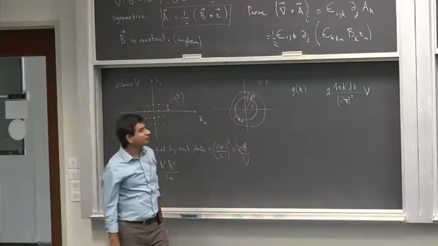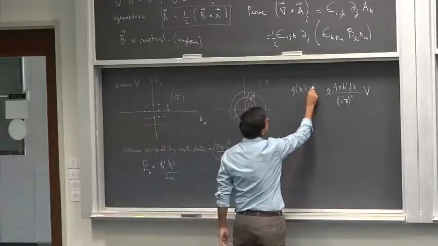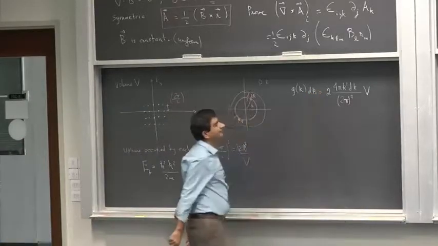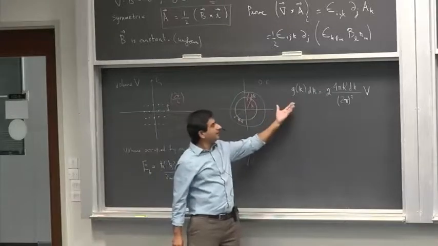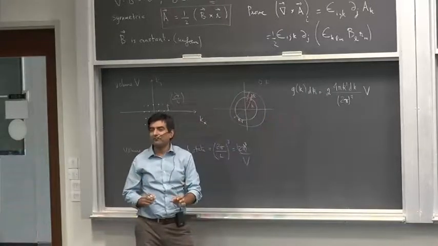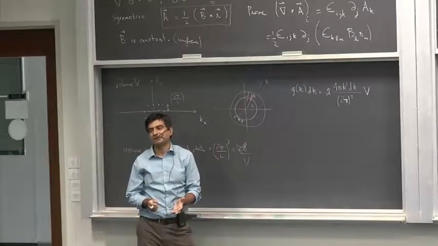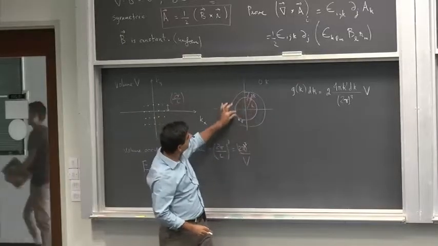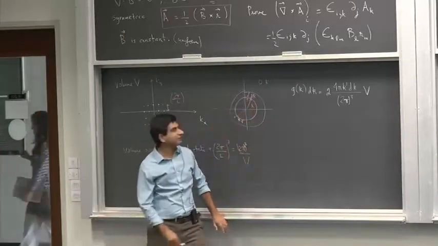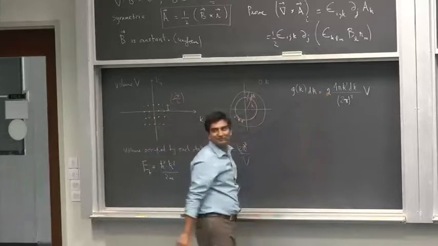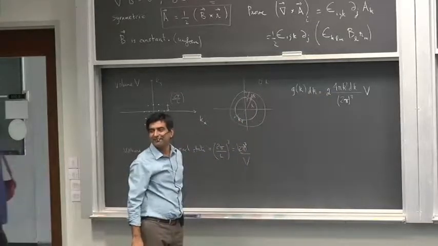Okay. So this is G(k)dk, which tells you the total number of electrons available in this thin shell, G(k)dk. And this will tell us what G(k) is.